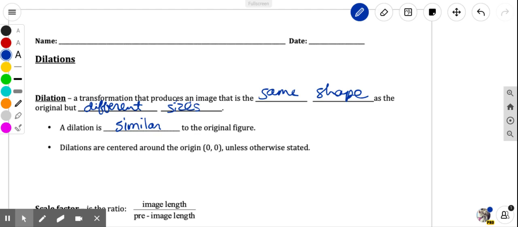Dilations are centered around the origin. That's what I just said a second ago, unless otherwise stated. So we're starting off today with dilations around the origin. We'll probably tomorrow move on to ones that are not based on the origin.